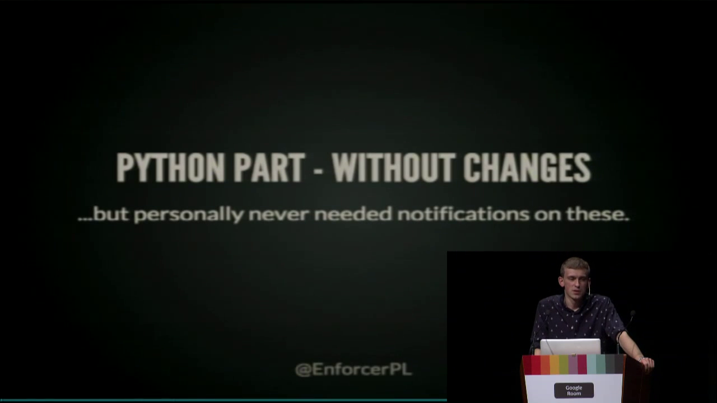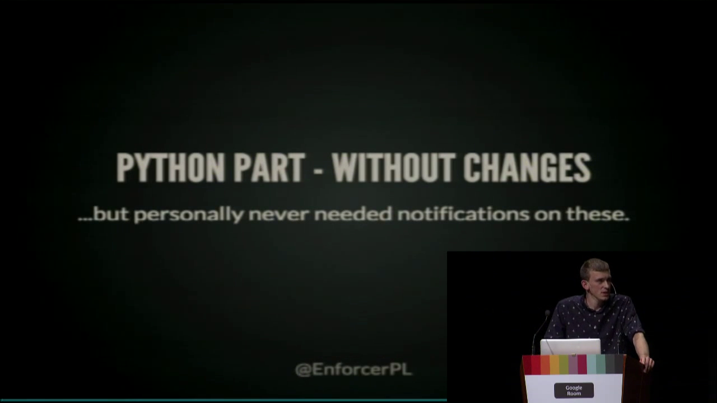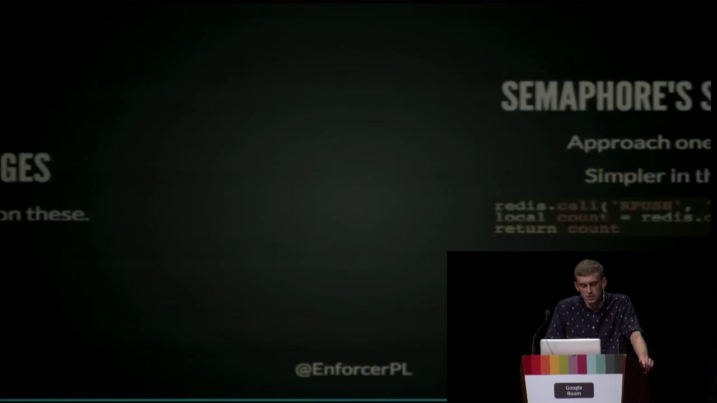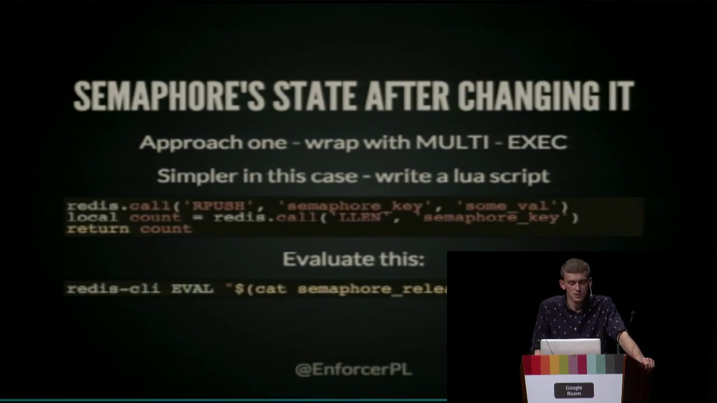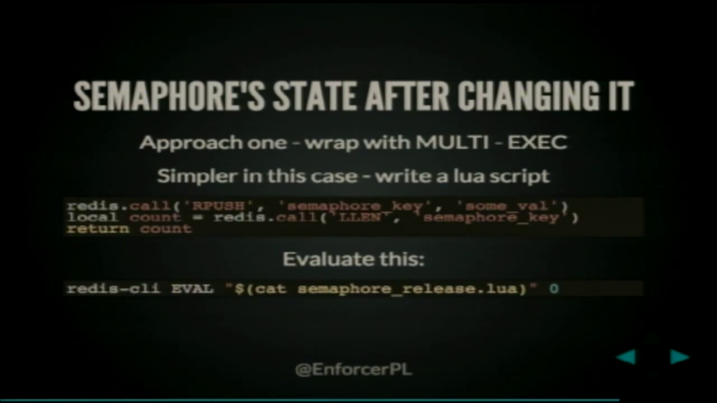So in the Python part, we do not change anything because it reacts only on events. Eventually, you can implement your own checking whether the semaphore is free or not. And there are cases when you might need the state of the semaphore after changing it. You could use the previously shown multi-exec block, but that's not always the case. An alternative is to write a simple Lua script. You see that it's very much like Python in this case, except this word local, which means it's declaring a local variable, so it will be garbage collected after this block. And this script only releases our lock and returns the length that we have left.